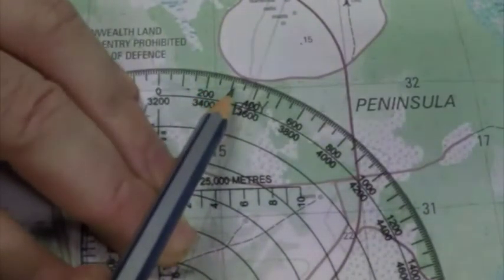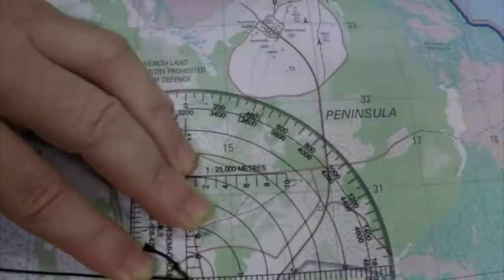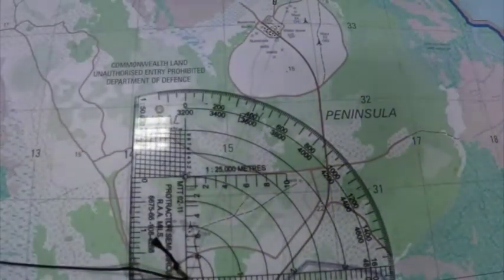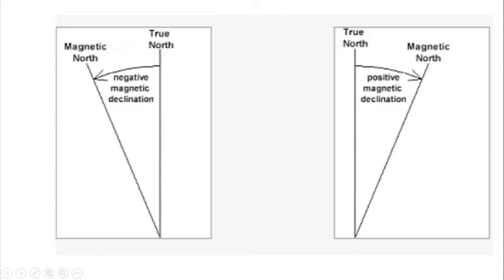In this case we get a bearing of 0390 mils grid. I now need to convert my grid bearing into a magnetic bearing. This is done by referring to the magnetic variation in the marginal information and applying the rule of grid to magnetic. We subtract if we are east of the prime meridian. If we are west of the prime meridian, we add the difference.